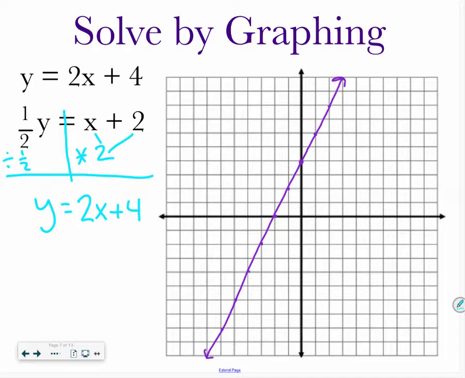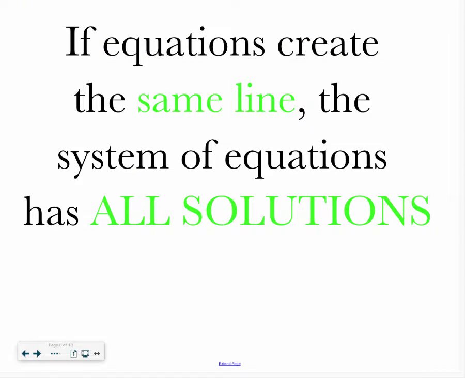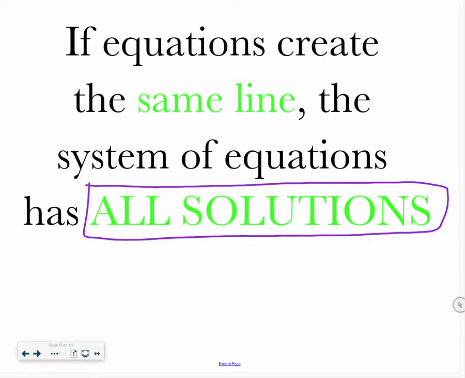Okay, so now I look, 2x plus 4. Well, this looks vaguely familiar. That's going to be that very same line. So what does it mean when we end up with the same line that we started with? When the graphs didn't touch at all, that was no solution. Now when the graphs are the same line, that means they are all solutions. Your answer will be all solutions when you end up graphing the same line. Okay, that's another very important thing. So let's make sure you have that written down.